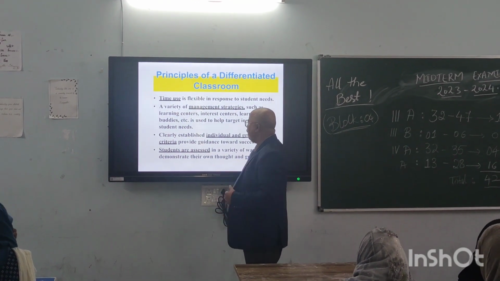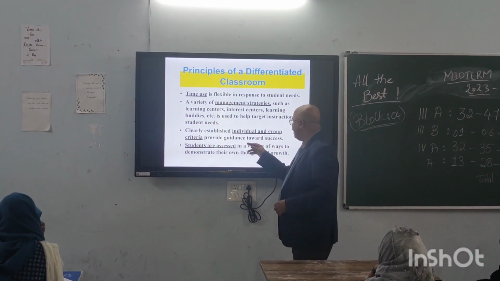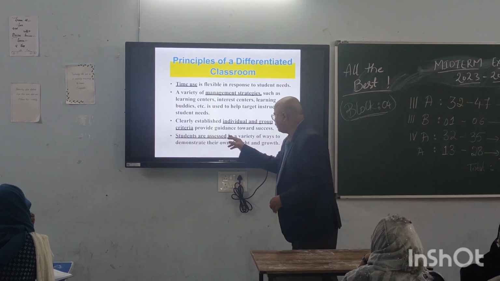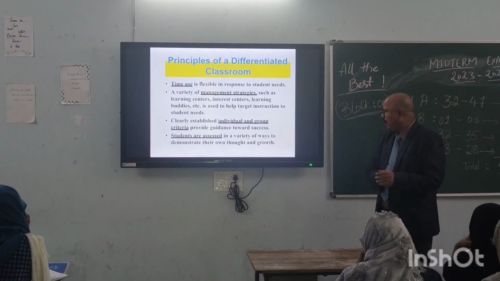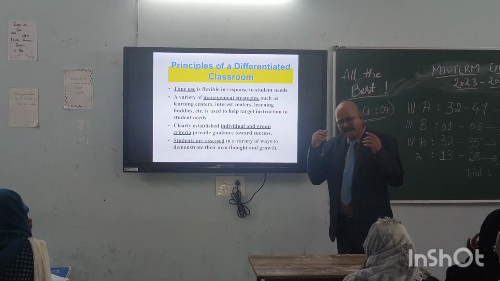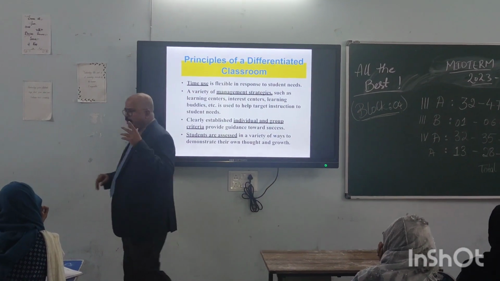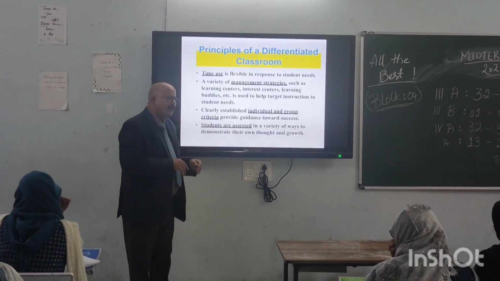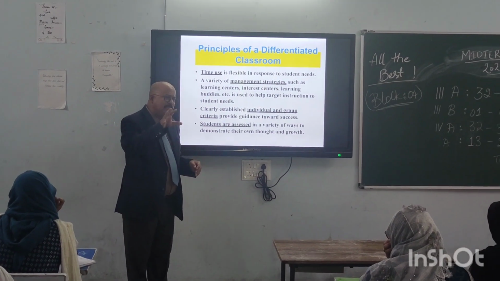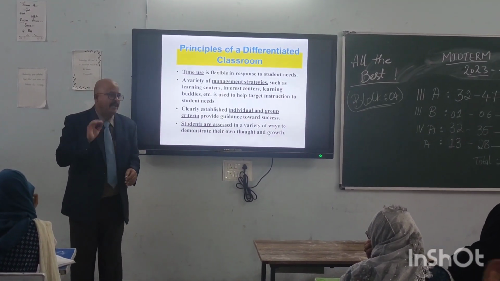Similarly, one day our students will become the same level, right? Then clearly establish individual and group criteria, which provide guidance towards success. Students are assisted in a variety of ways to demonstrate their own thought and goals. See here, you take out what the student level, the group level, and the area level are. But at the end of the day, one should see that the classroom looks student centered only, not teacher centered.